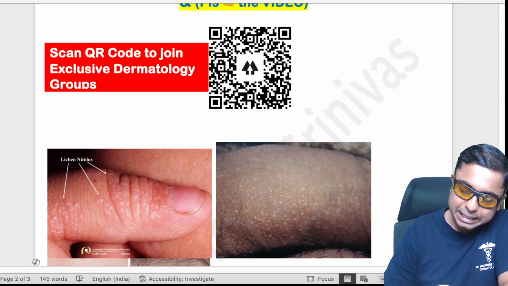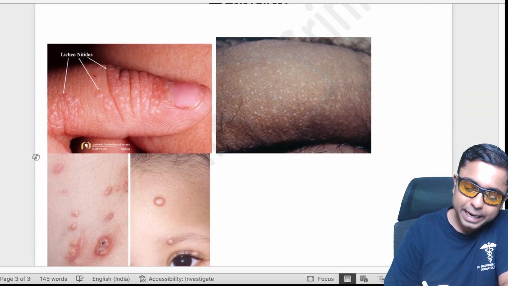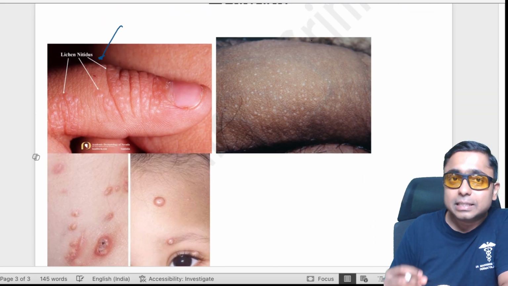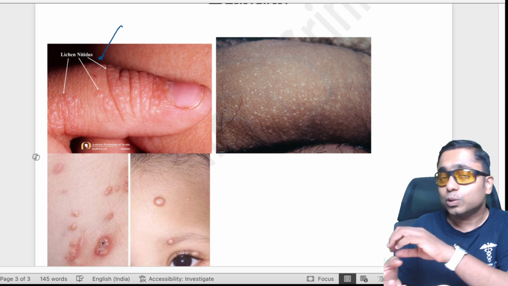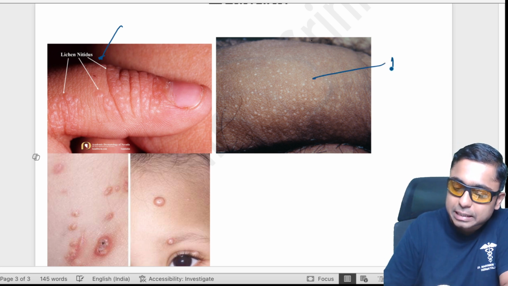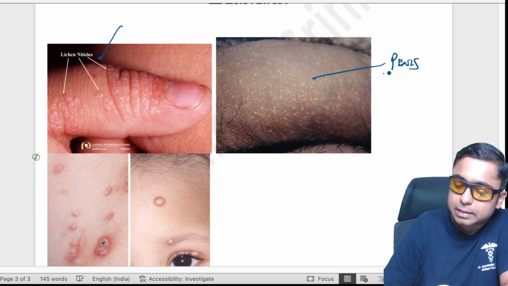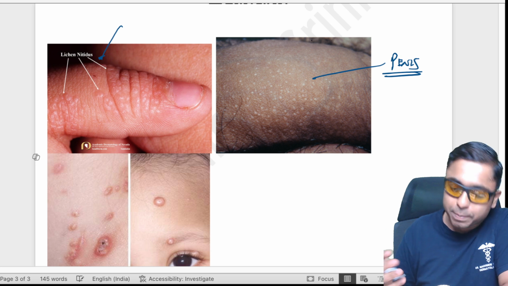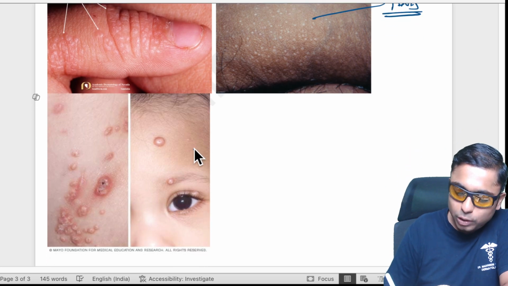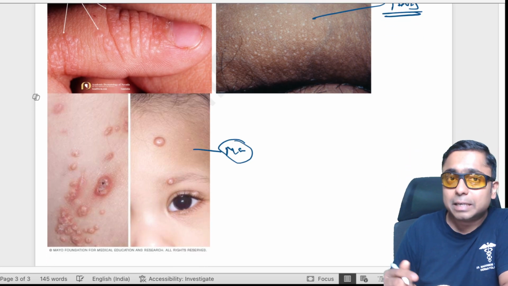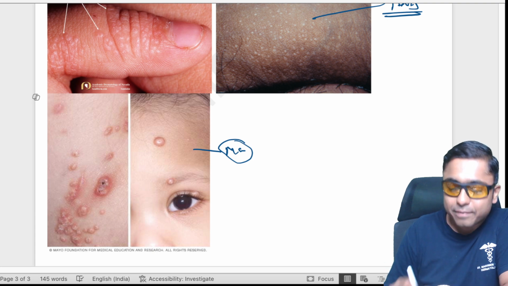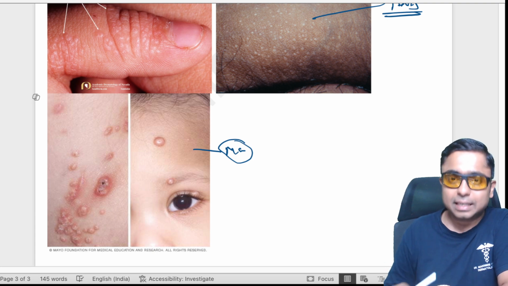So here you can see this is the picture of Lichen Nitidus, where the lesions are present over the dorsum of the hands and also the fingers, and you can see the lesions which are present over the penis, the hypopigmented shiny papules. Whereas in the case of molluscum contagiosum, you can see the lesions are present over the face and they are having central umbilication. Very classical picture.